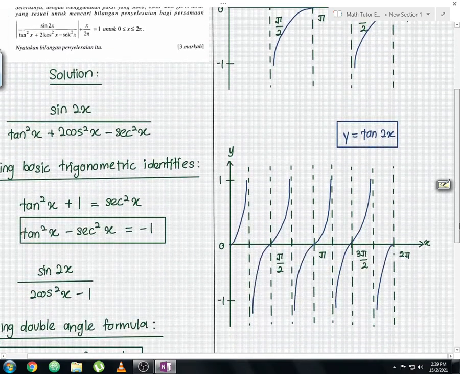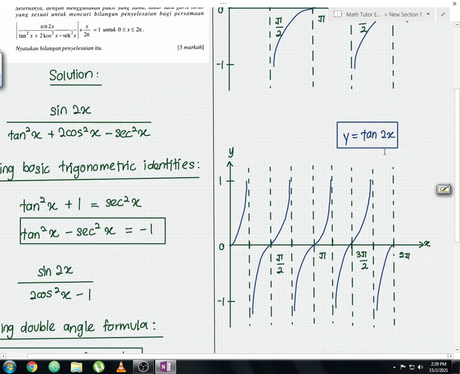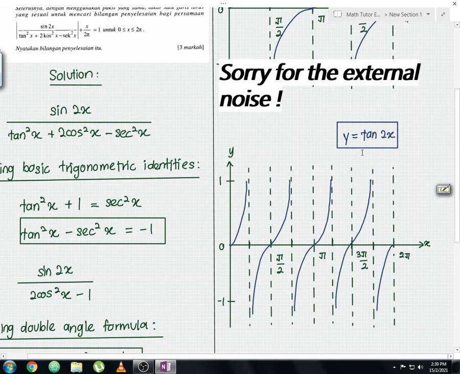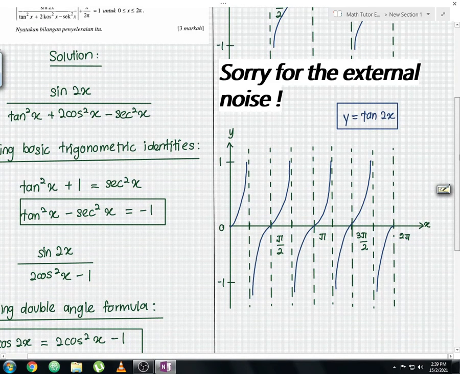I hope you understand up till now, but this is not our final answer. Our motive here is we need to come up with a modulus tangent 2x graph. So what does modulus mean? Modulus means that any value you give, whether positive or negative, will end up giving a positive answer. In this case, all your negative values under here will be reflected up to the positive values. So let me show you the final output in the third diagram now.